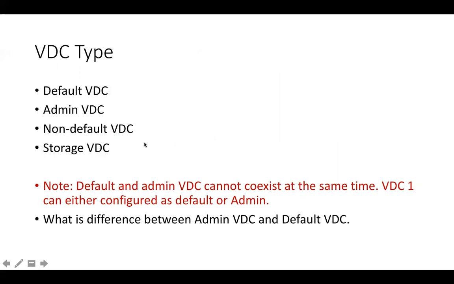So, different types of VDCs. There are 4 types of VDCs: default VDC, admin VDC, non-default VDC, and storage VDC. Let me start with default VDC. Default VDC allows us to do administrative tasks along with control and data plane. Admin VDC only allows us to perform administrative functions, which means we will not have user traffic if we have an admin VDC.